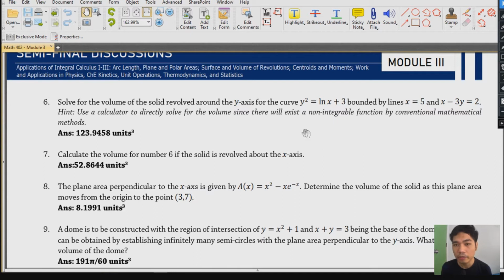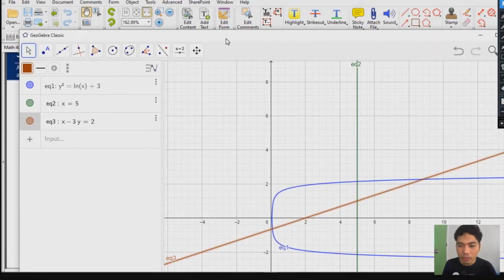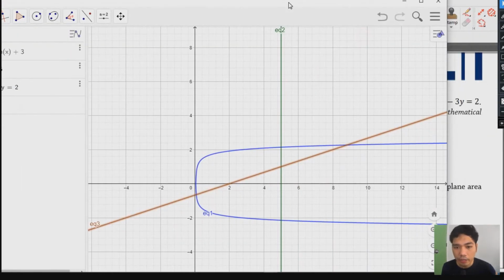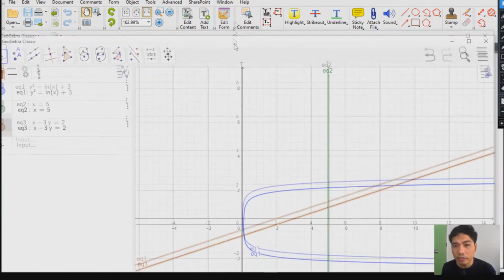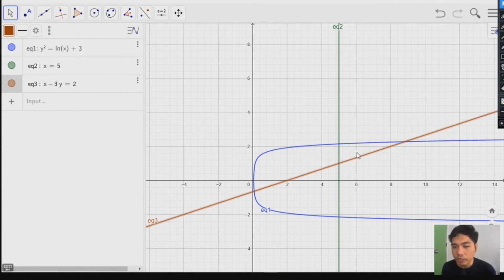I'll be going back to GeoGebra para i-graph lahat ng mga curves na to so that we can visualize it perfectly, no? So kita nyo na ngayon yung ating figure. Okay, so yan. And the volume that we need to determine right here is the volume that is intercepted by the three equations. So this is the parang principal equation natin, that's y squared is equal to ln x plus 3, and then the boundaries are actually this line and of course this green line, the brown and the green. So technically we're looking at this volume. So itong volume na to yung hinahanap natin.